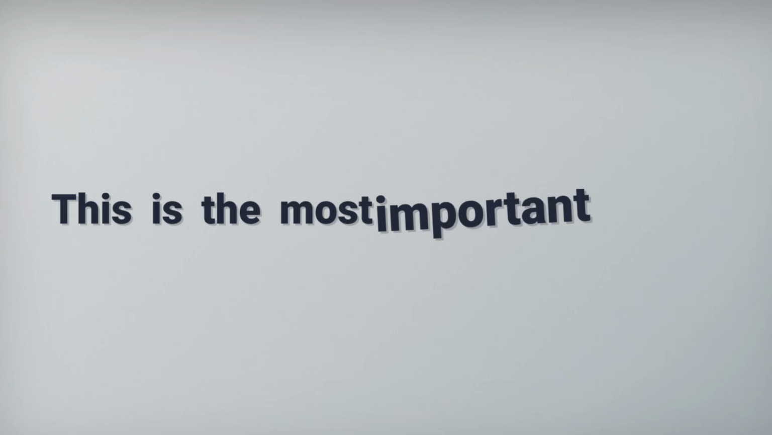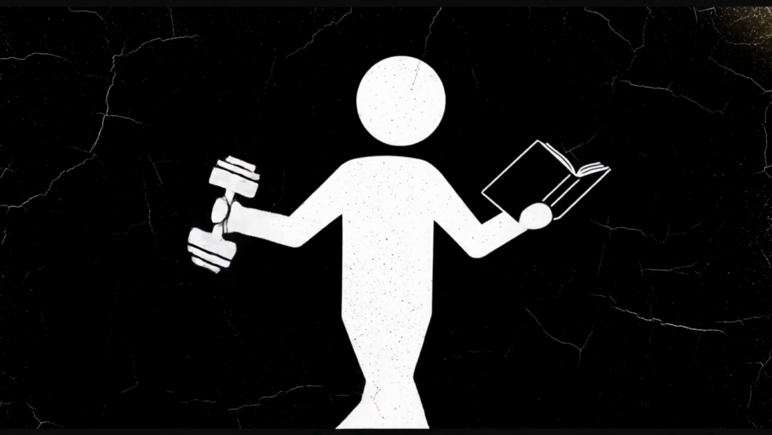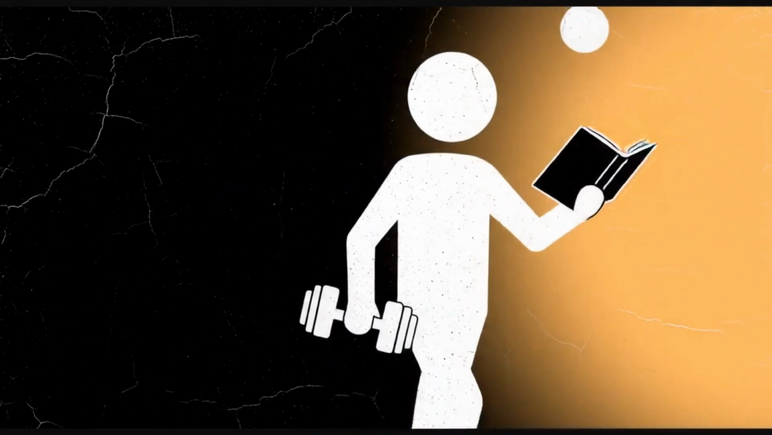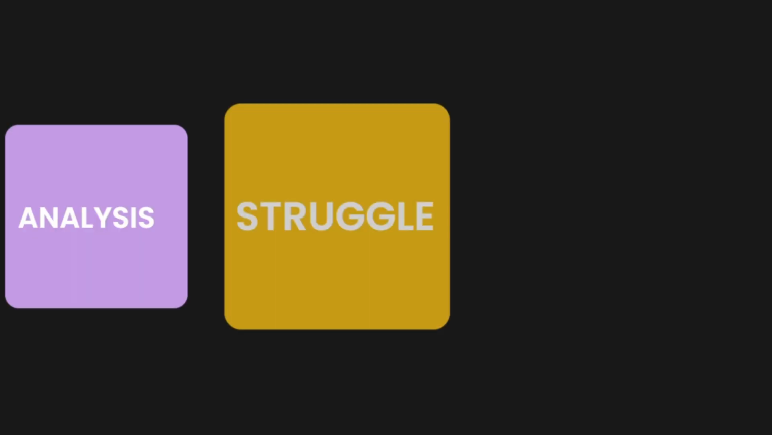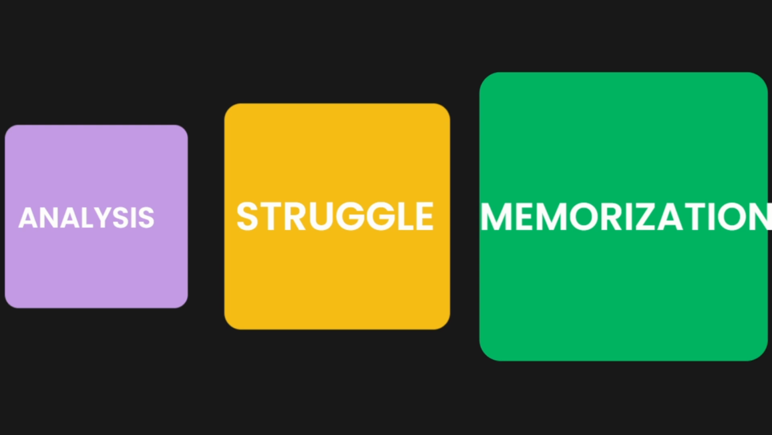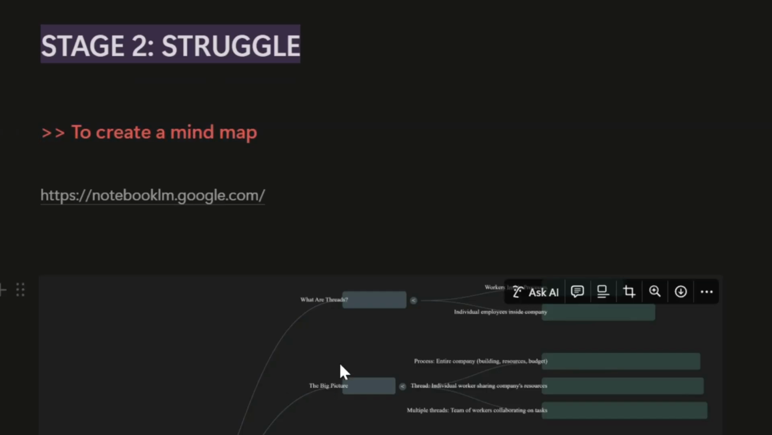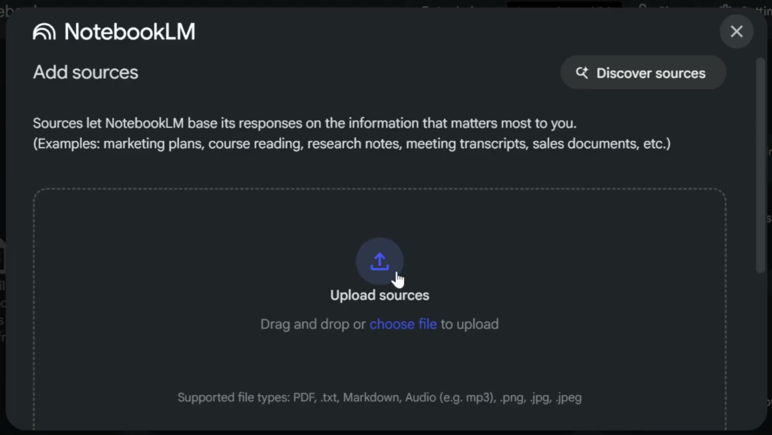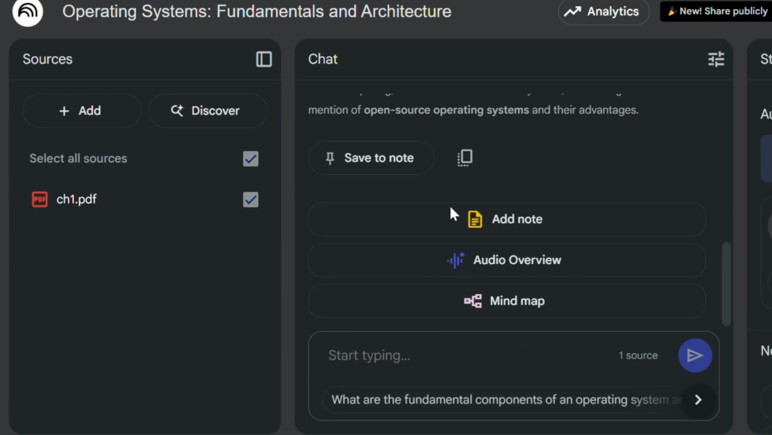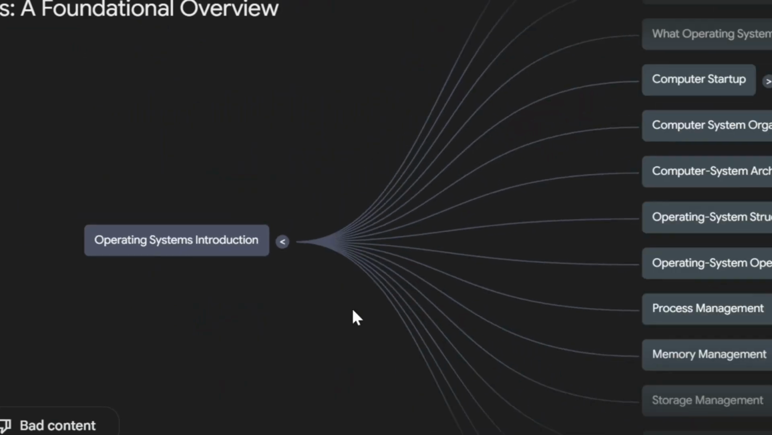This is the most important stage in this system, and from now, the real work will begin in this template. 1. The mind mapping system. After completing the analysis and struggle phases, create a mind map. To create a mind map, you need to open this link, then just upload the chapter. Then this tool will automatically generate a mind map for you.